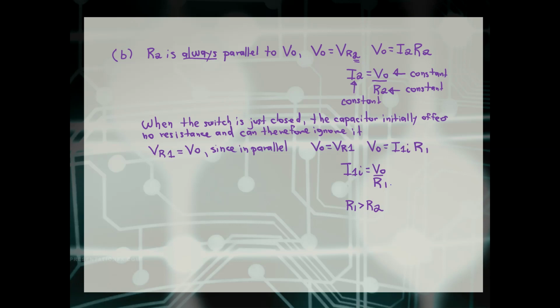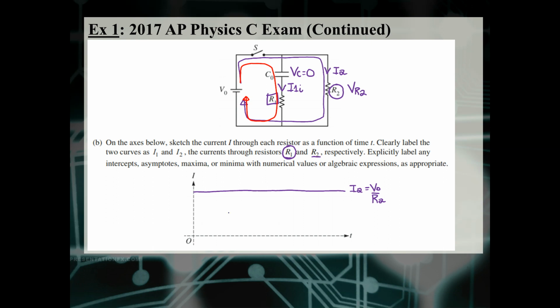Now, if R1 is bigger, because there's an inverse relationship between current and resistance, this current would actually be lower in comparison to what I2 would be. So when I draw this on the graph, I need to start this initial current at a value lower than I2, and then we'll make it exponentially decay to 0. So going back here, you can just put it somewhere right here. We'll call this I1 initial, and that would be equal to V naught over R1.